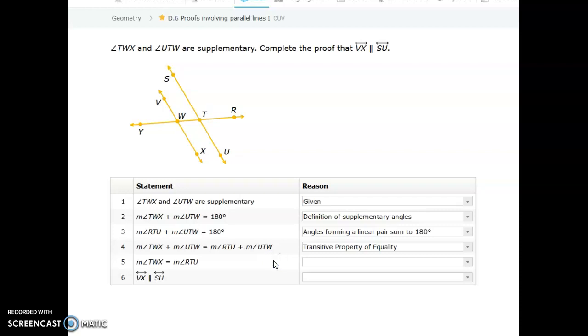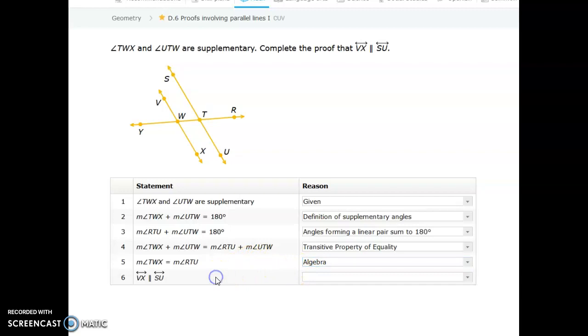All right, next one says measure of angle TWX equals the measure of angle RTU. And let's see if we can look at the line above it and see if that's what they use to come up with line 5. Okay, so if I'm looking at the difference between 4 and 5, it looks like they removed the measure of angle UTW on both sides of the equation. They removed both of those, and that's how they came up with line 5. Okay, so what they really did mathematically is they subtracted the measure of UTW from both sides. Whenever we're adding, subtracting, multiplying, or dividing the same number on both sides of an equation, in IXL, we're just calling that algebra.